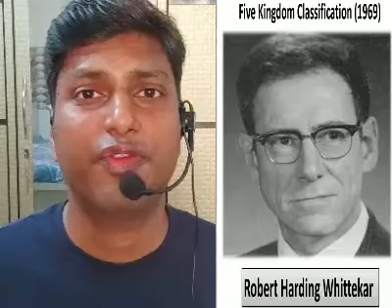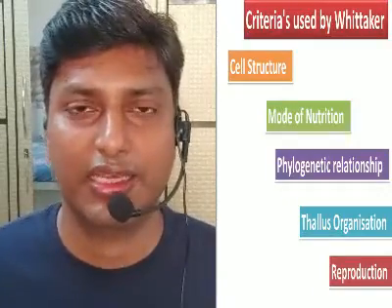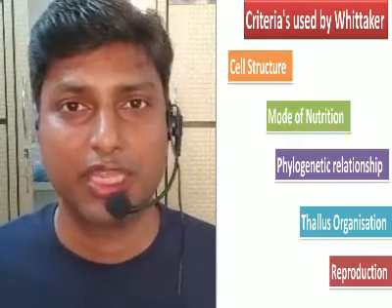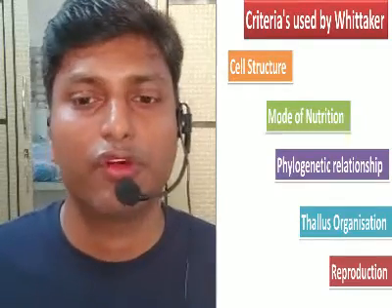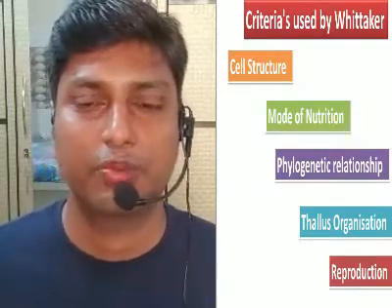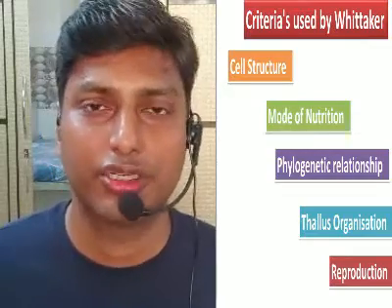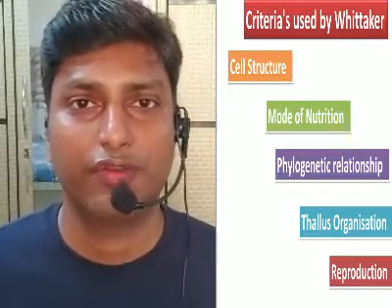In the year 1969, Robert Whittaker, whose full name is Robert Harding Whittaker, made a proper five kingdom classification system, dear students. This is a proper, well defined classification system, majorly because Robert Whittaker used different criteria for classifying the organisms. What were the different criteria? He considered the cell structure, the mode of nutrition, the phylogenetic relationship, the thallus organization, as well as the reproduction of the organism for classifying the organisms.